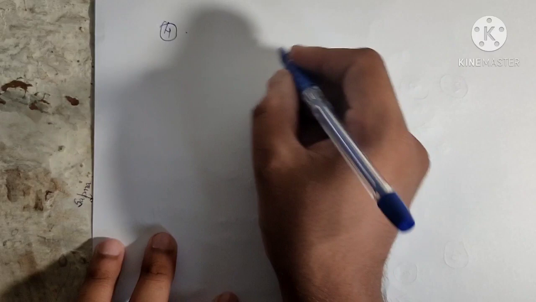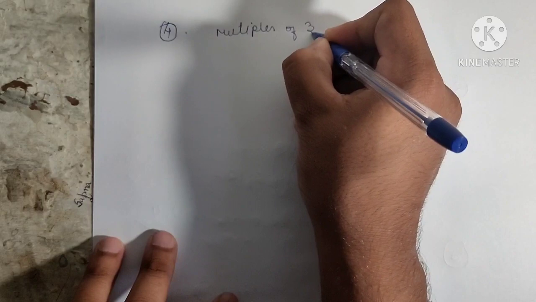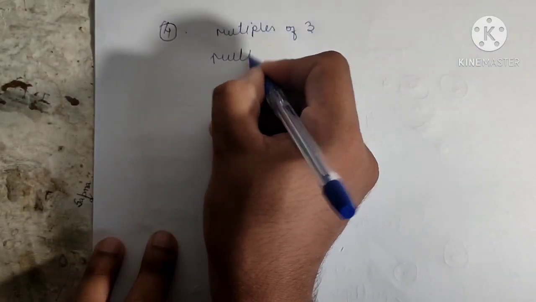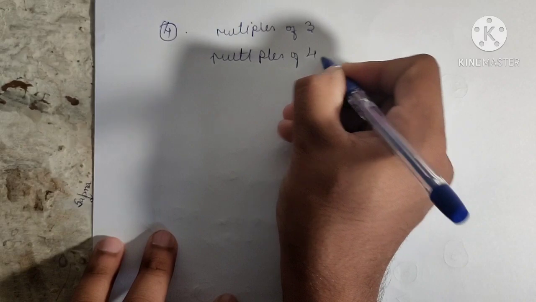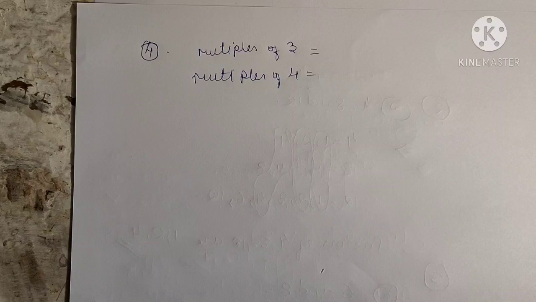Number 4 is saying, write all the numbers less than 100 which are common multiples of 3 and 4. Okay, so you have to write the common multiples. So what are the common multiples of 3 and 4? Here also you have to do the same thing. You have to write multiples of 3, because the question is saying multiples of 3 and 4, and then again you have to write multiples of 4. Okay, and you have to see the common numbers which are less than 100. So till what number can you proceed?